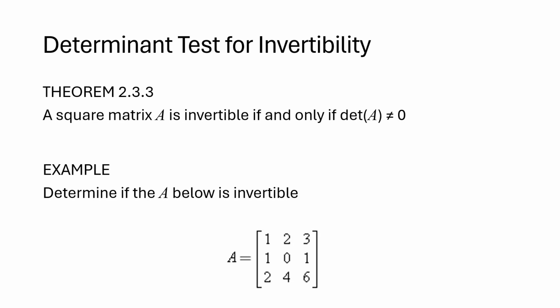Okay, so let's have an example. Here you have the determinant test for invertibility. Determine if the matrix A below is invertible. I want you to solve the determinant of A given that the elements of A are 1, 2, 3, 1, 0, 1, and 2, 4, 6. Now, if the determinant of this matrix is 0, then it is not invertible. If the determinant of this matrix is not equal to 0, then it is invertible.